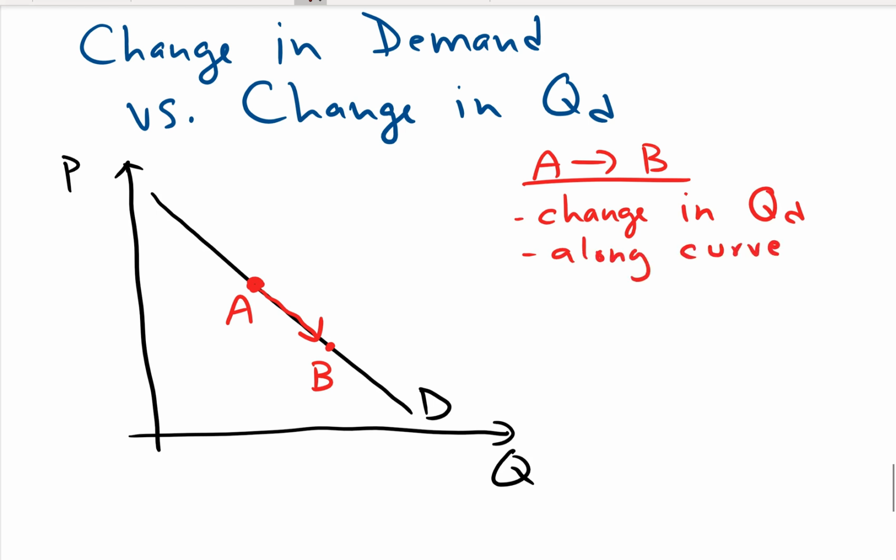And what could cause this? Well, only one thing could cause this. This was caused by a decrease in price, right? Everything else would have been a shift. So this is caused by a decrease in price.